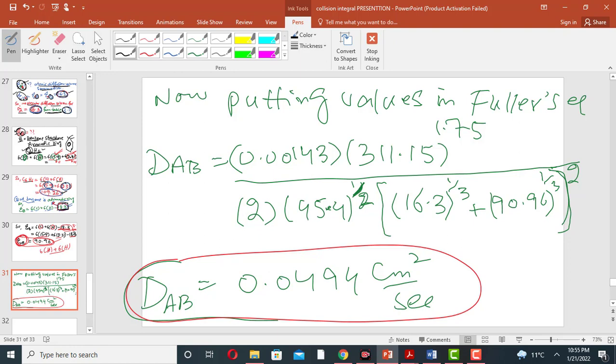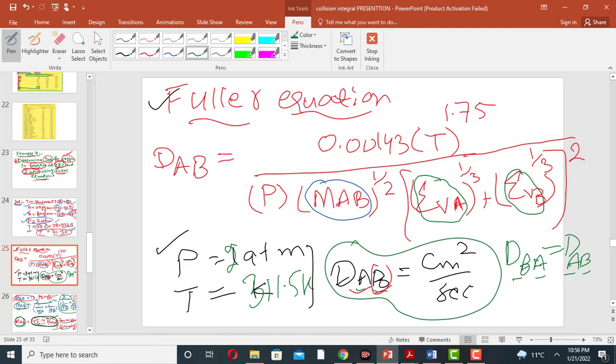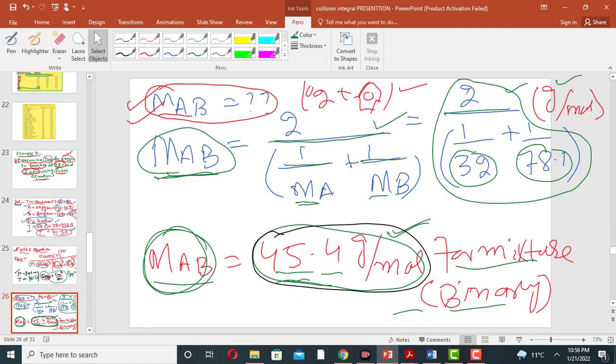The polar equation is a simple equation, D_AB equals 0.00143, this is from the equation, times the temperature, which is 38 degrees centigrade. When converted into Kelvin, we get 311.15, to the power 1.75. Similarly, this is the pressure. The pressure given to us was 2 atm, and this is M_AB, 45.4. We have already determined the M_AB value in the earlier step, so M_AB is 45.4.